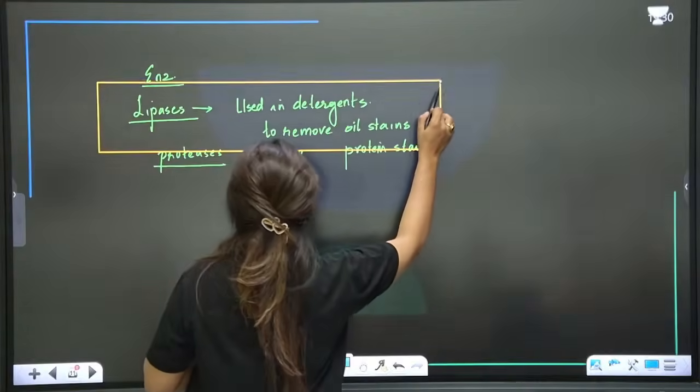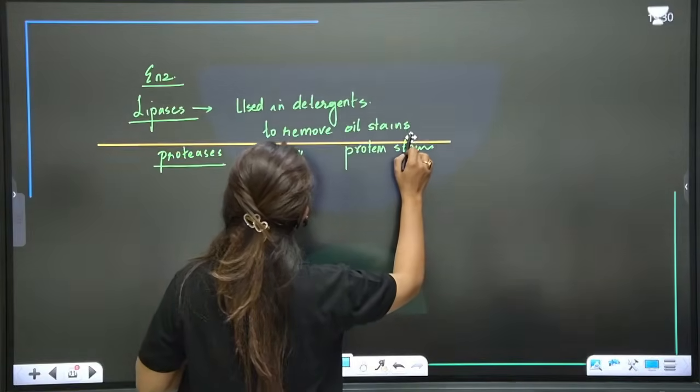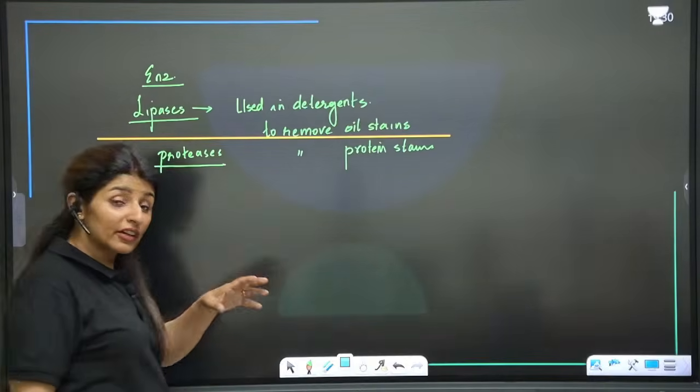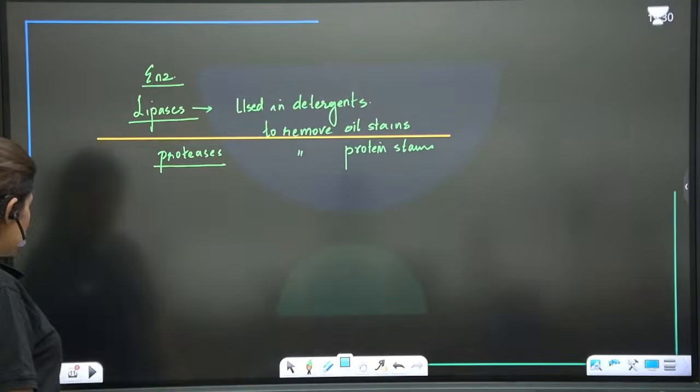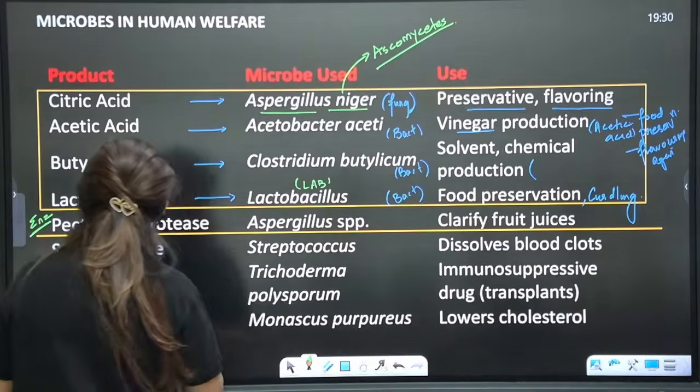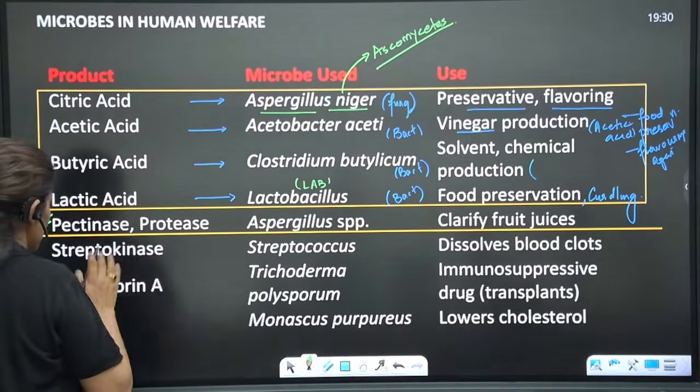So just keep this one. Is that clear? But I have just added to your knowledge that those bioactive molecules contain both these. Is this point clear? Then guys, we have these very important names here: streptokinase, cyclosporin A, and statins.